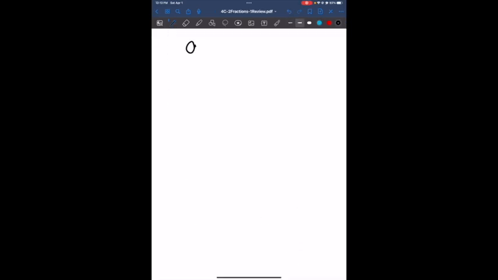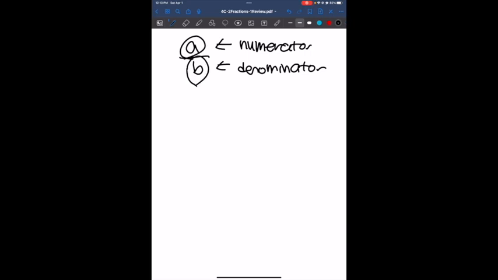So a fraction looks like this. a, the number at the top, is called the numerator, and the number at the bottom is called the denominator. A fraction is basically when we divide something by something. a is the number that's being divided, and b is the number that is dividing. So for example, if we divide 42 by 8, a is 42 and b is 8.